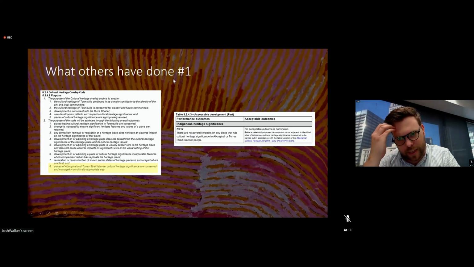And there's a provision down later, and I think that might be the one beside it, that says there's no acceptable outcome. There's an editor's note that refers you to the duty of care provisions and the provisions under the Act.